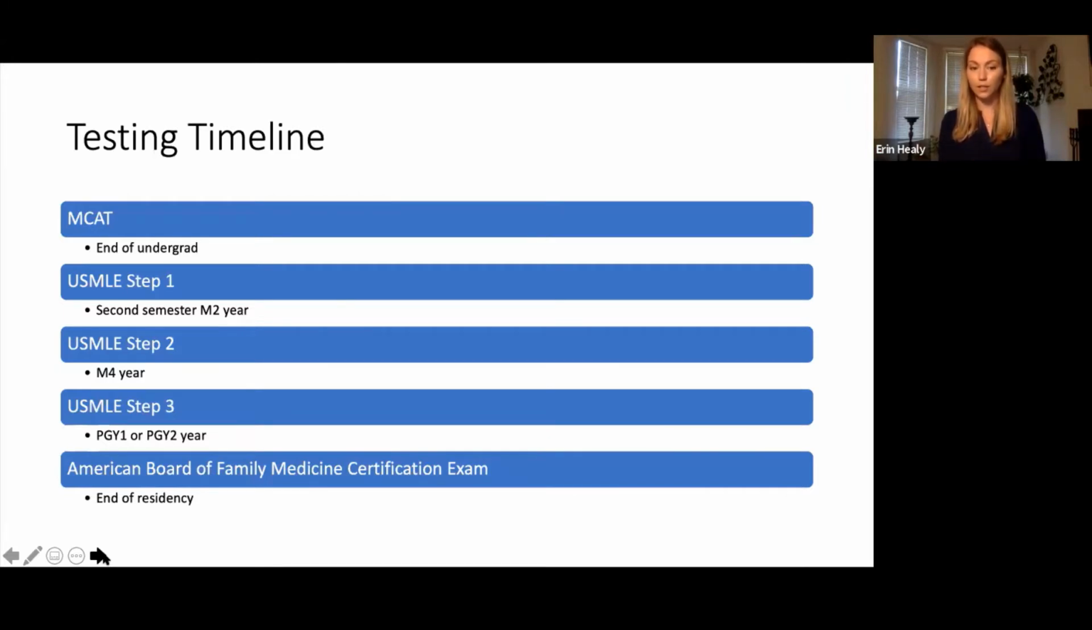Step 2 is taken your last year of medical school. Step 3 is during one of your first 2 years of residency. And step 1 and step 2, I believe, are 8 or 9 hours. Step 3 is a 2-day test. Each of those days are 8 hours. And then for family medicine, at the end of residency, you take your board exam.